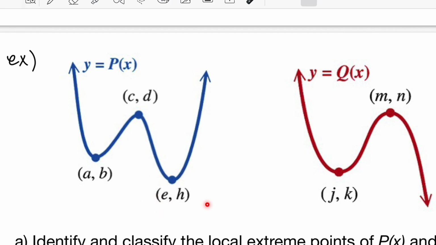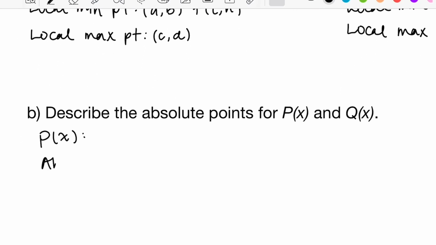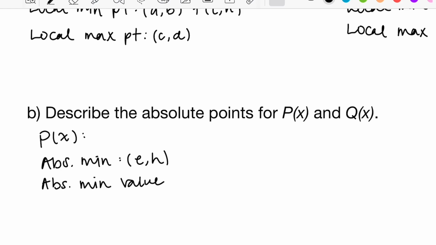So this looks like our smallest point here, this e comma h. We're not going to see anything that's smaller than that because all of our output values, like I said, are going in this direction. So we can conclude that our absolute minimum is going to be the point e, h. Okay, so then this tells us that our absolute minimum value is the output value, which is h. That's the value we get if we were to plug e into our function.